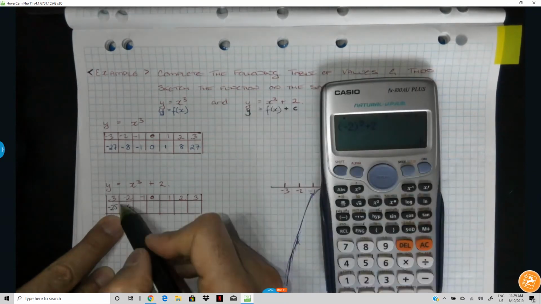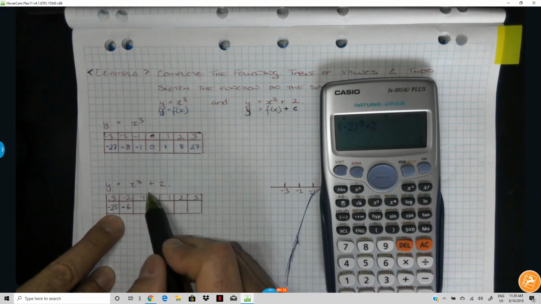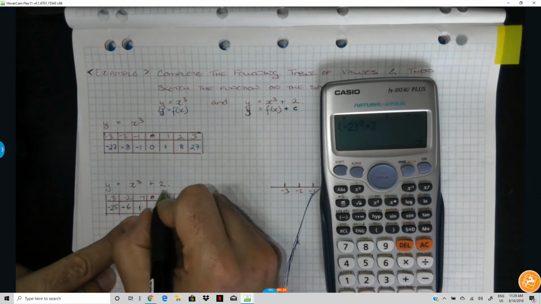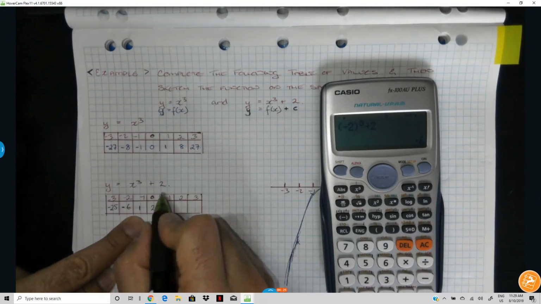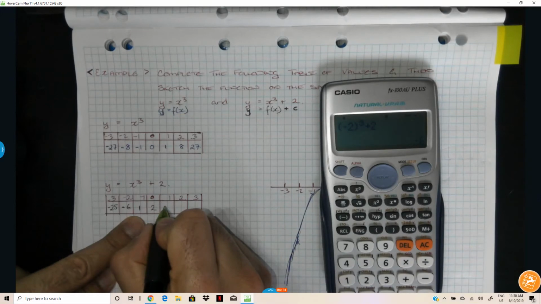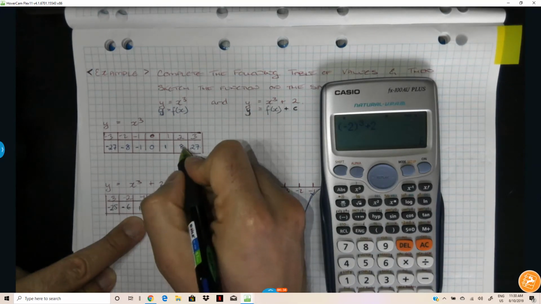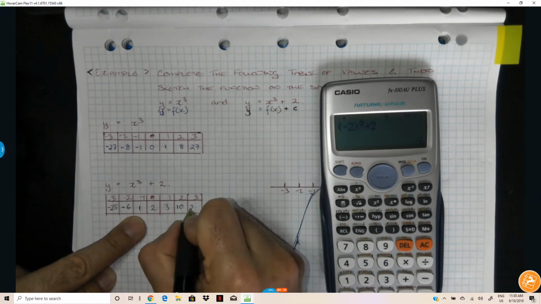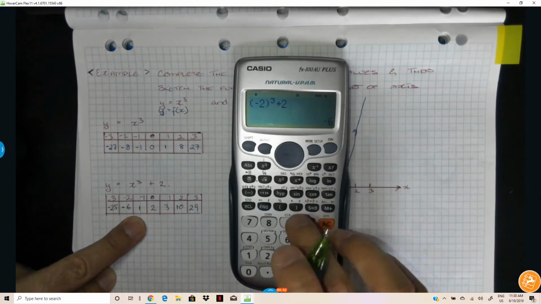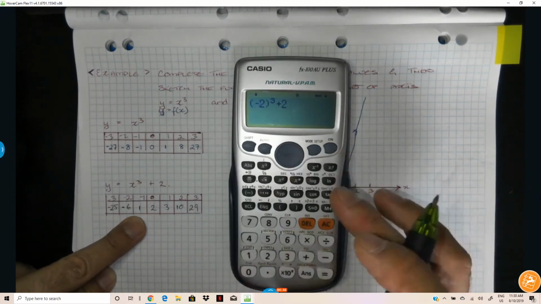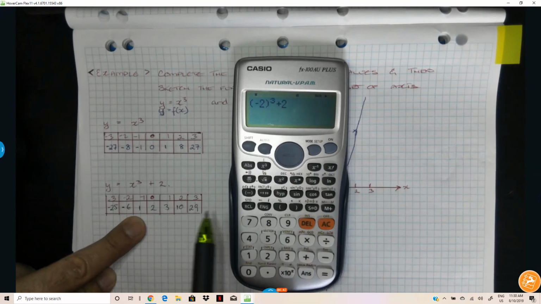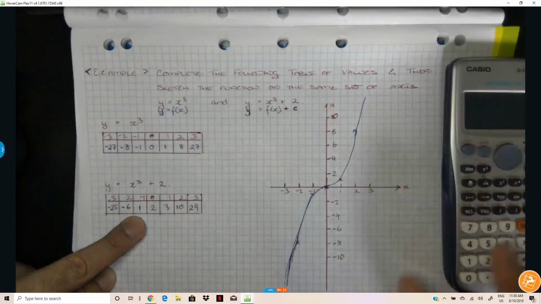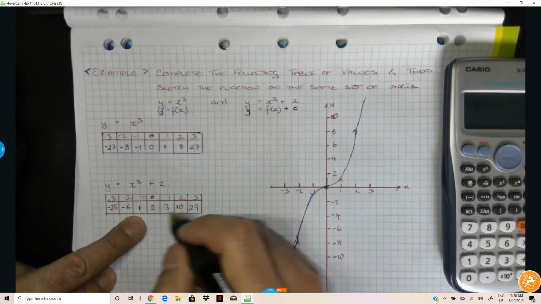Looking at these values, all we're doing is adding 2. So negative 1 plus 2 becomes 1. 0 plus 2 becomes 2. 1 plus 2 becomes 3. 8 plus 2 becomes 10. And 27 plus 2 becomes 29. Just double check, 2 cubed is 8. Okay. Now I'm going to sketch this using a black marker.